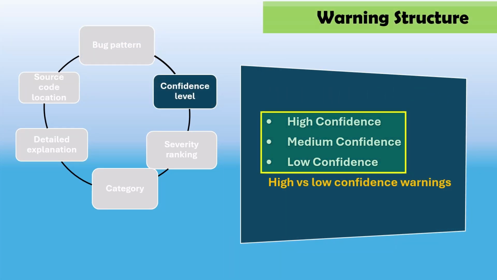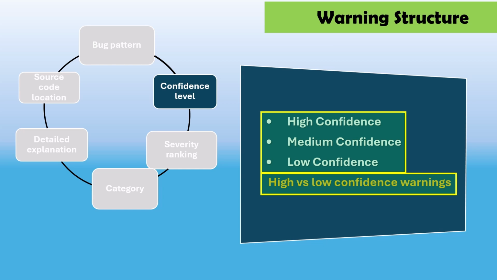Now let's see the confidence levels. SpotBugs assigns a confidence rating to every warning. Confidence indicates how likely the detected issue is to be a real defect. Confidence levels are high, medium, and low. High confidence warnings are usually very reliable and should be fixed immediately. Low confidence warnings may sometimes become false positives. This helps the teams to focus on the most critical issues first.